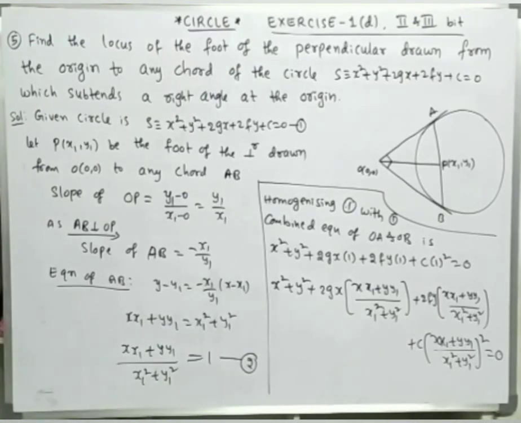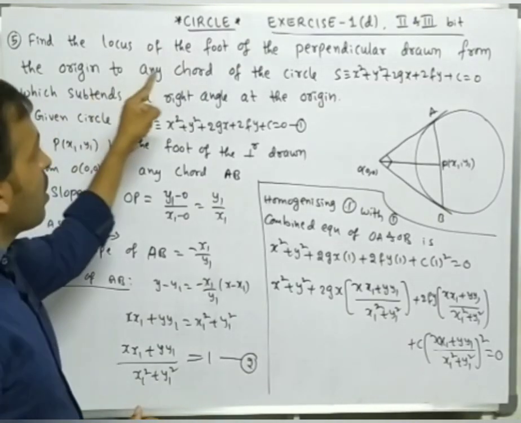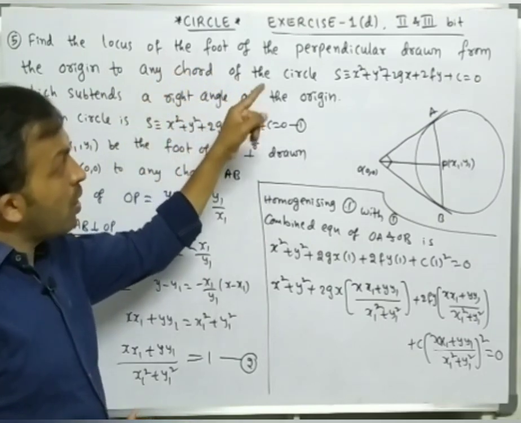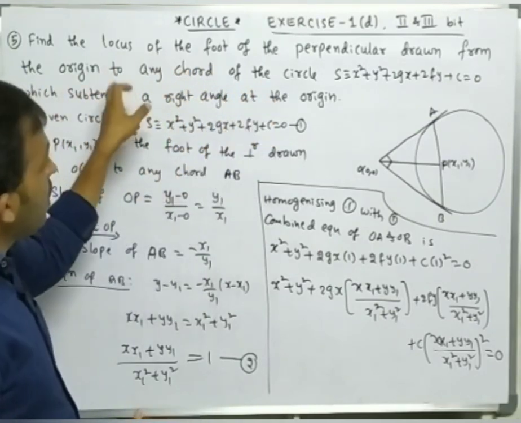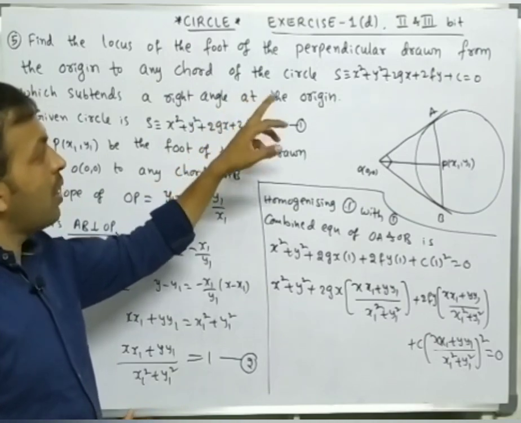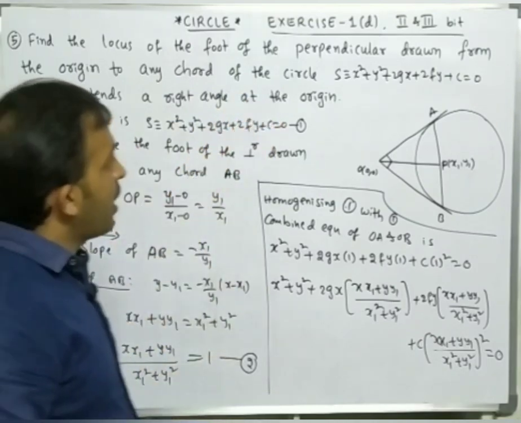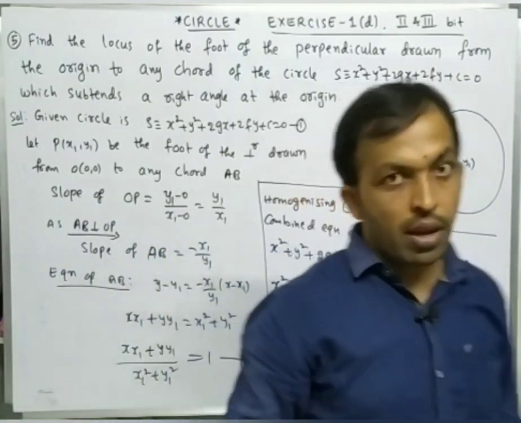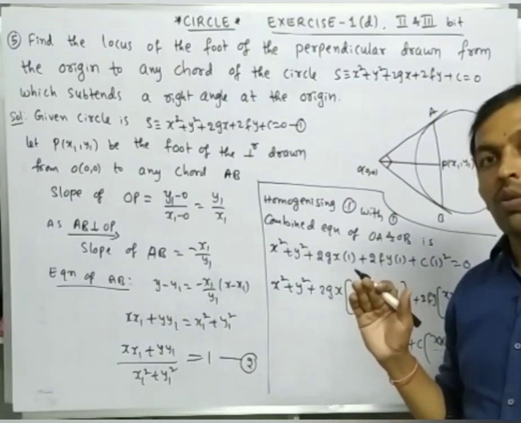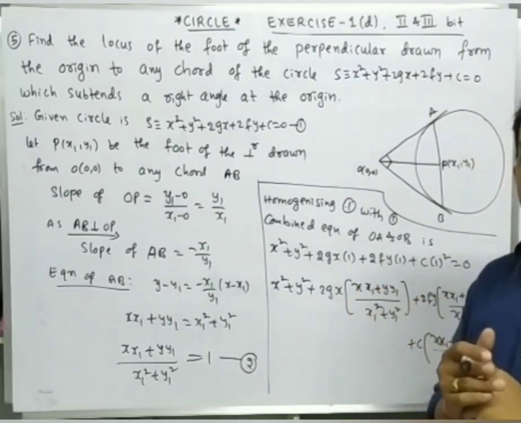A last problem in this third bit. Find the locus of the foot of the perpendicular drawn from the origin to any chord of the circle which subtends a right angle at the origin. Okay, in this one we are going to use the homogenizing concept.